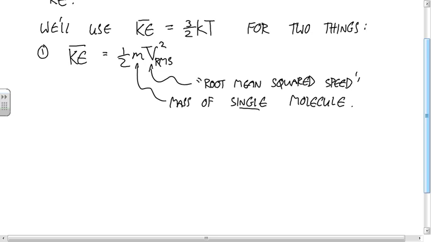Any questions about that one? The second thing that we'll use this for is to figure out the total translational energy in some amount of a gas.